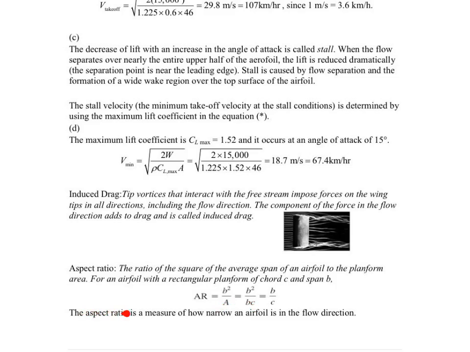The aspect ratio is a term that is used to measure how narrow the airfoil is in the flow direction. So please go through your PowerPoint slides again for the exam for the external flow. There's quite a bit of material, but if you revise through it at least once or twice, you should be able to acquit yourself well for the exam.